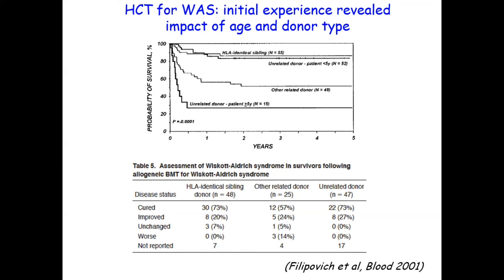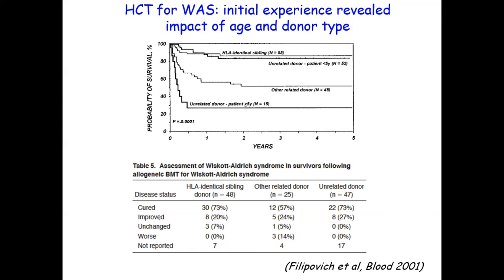And in particular, this is another related donor. So typically, it's either the father or the mother. And you see here the survival is clearly worse than with a genotypically identical sibling. In this study in 2001, 50% of the patients actually died, and most of them died early after transplantation. And then you have two different curves, for patients who received a transplantation from an unrelated donor. And what is the difference between these two curves?